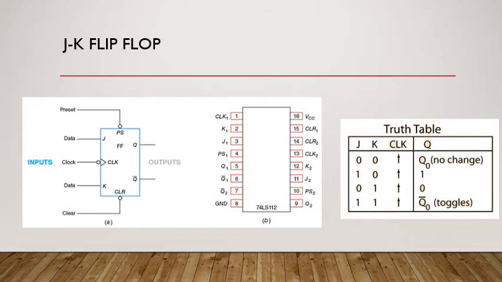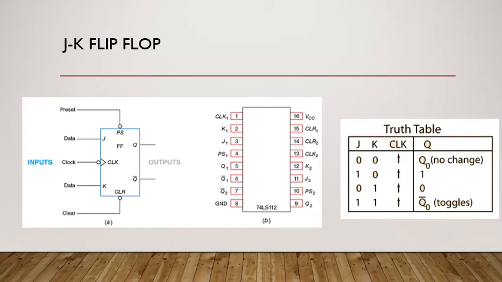And using the preset input, we can preset the output as 1 intentionally. Now let us try to understand the truth table. When J and K are both 0, first row shows, when a clock is coming, then the output shows no change. When J is 1, K is 0, then the output becomes 1 when a clock is received.